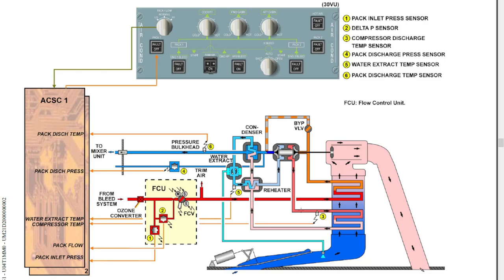now if the air coming after the compressor, the temperature of the air increases or goes above 180 degrees, now a small function will start to take place. So what happens is, if the temperature is between 180 to 220 degrees, the signal will go to the air conditioning system control computer and he will reduce the amount of air coming into the system via the flow control valve using the torque motor.